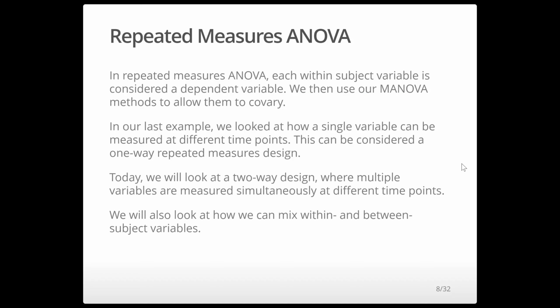In repeated measures ANOVA, each within subject variable is considered a dependent variable. Then we use our MANOVA methods to allow them to covary. The first time we looked at repeated measures analysis, we looked at how a single variable can be measured at different time points, a one-way repeated measures design. Today we're going to look at two-way within subject repeated measures, where multiple variables are measured simultaneously at different time points. And then we can also look at how we can mix within and between subject variables. These are called mixed models in the ANOVA terminology. We'll see some examples of this as well.